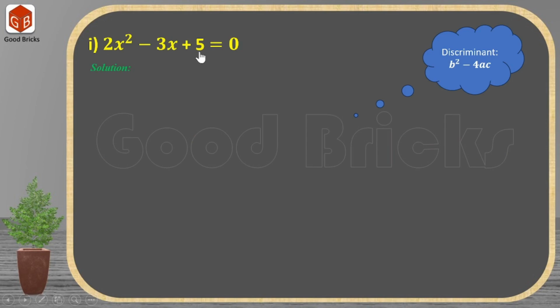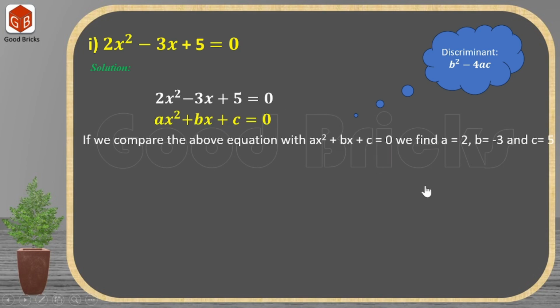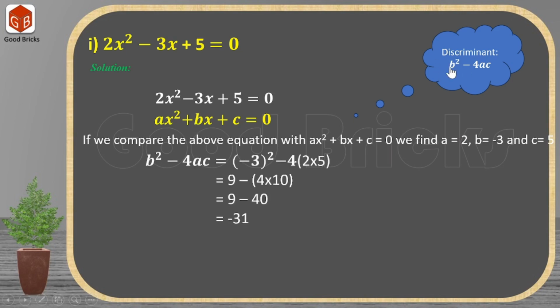Here this is the given equation, which is in the form of ax square plus bx plus c is equal to 0. And this is the discriminant formula. When you compare this given equation with ax square plus bx plus c is equal to 0, you can write a is equal to 2, b is equal to minus 3, c is equal to 5. Now our main focus is to find the nature of the roots. For that we are going to find the value of b square minus 4ac, and that is what you can see here on the screen.